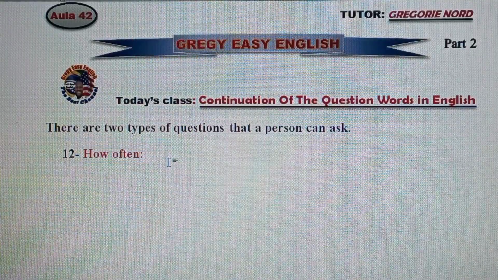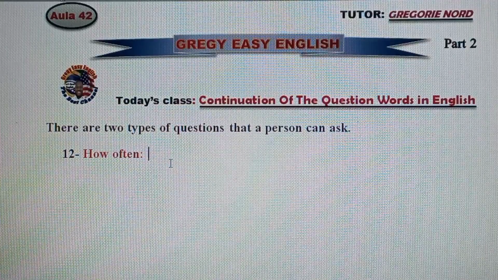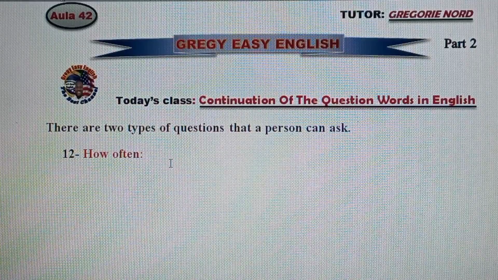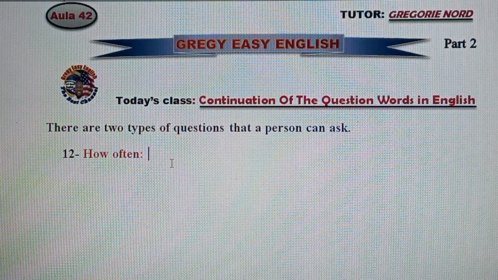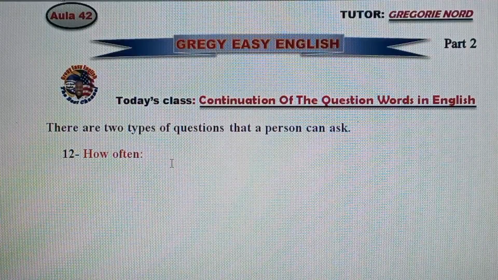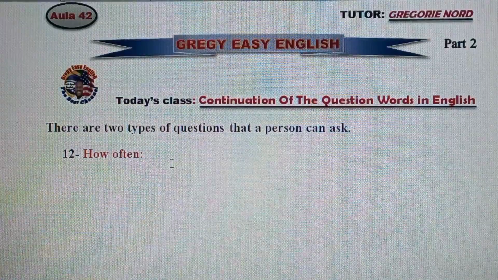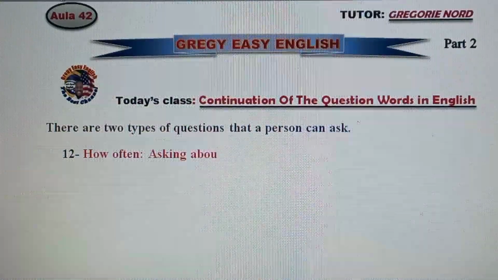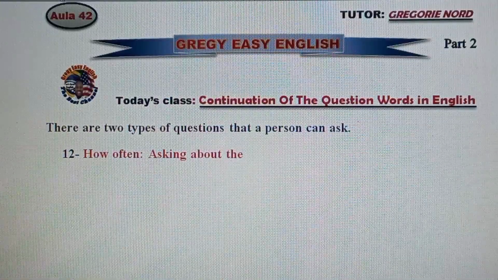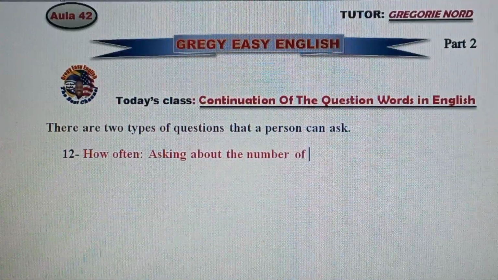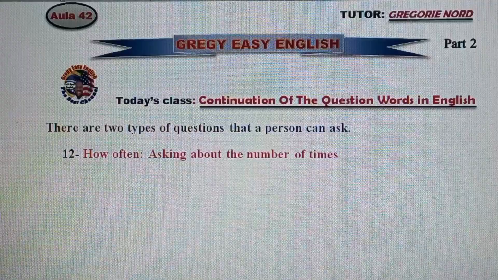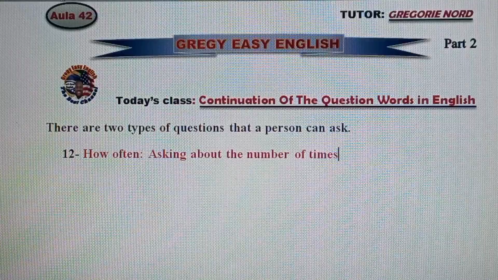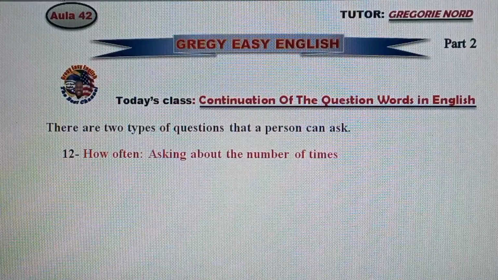Pessoal, você pode falar how often ou how often, ok? Okay, guys. Now, how often asking about the number of times. Asking about the number of times.